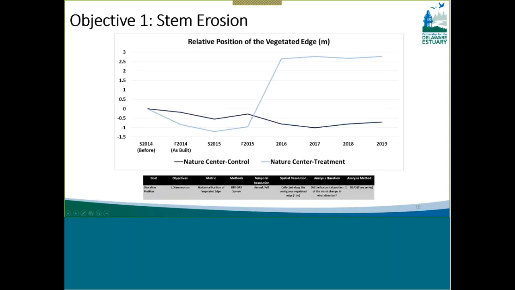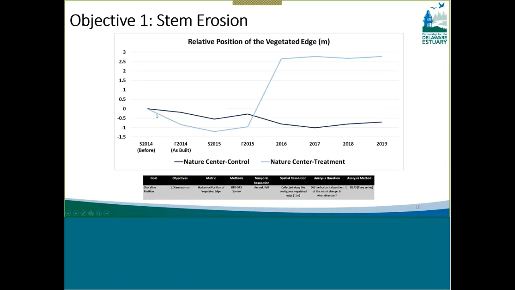So what did we see over time? On the x-axis we have time: spring and fall 2014, spring and fall 2015, 2016, 17, 18, 19. The 0 position on the y-axis is the position when we start. So negative includes landward movement, positive is waterward movement. Our control site is in the dark blue, and our nature center treatment area, our living shoreline, is in the blue. So we installed in spring 2014, but it wasn't really more than a year afterwards.